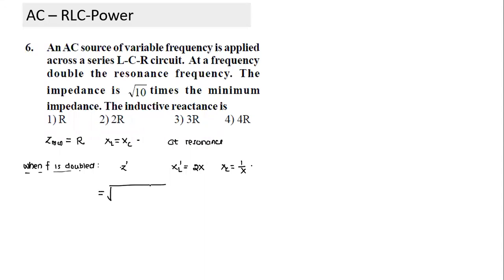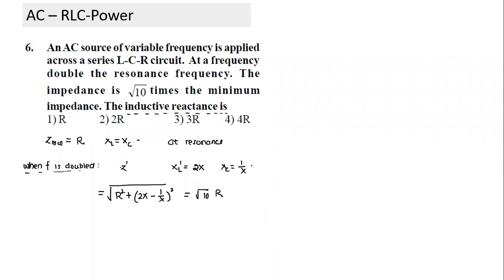We can substitute: Z dash will be equal to the square root of R square plus (2X minus 1 by X) whole square, which is equal to root 10 R. You can solve. You know, there's one problem in the question. Does anyone notice? The question asks what is the inductive reactance? This kind of question, perhaps nobody can give a perfectly correct answer.